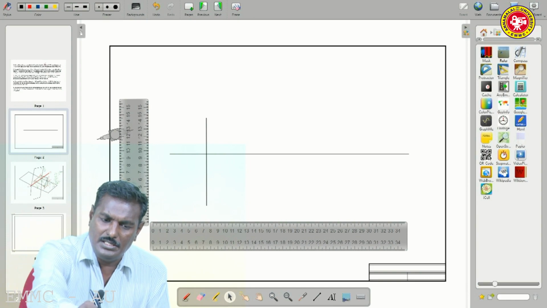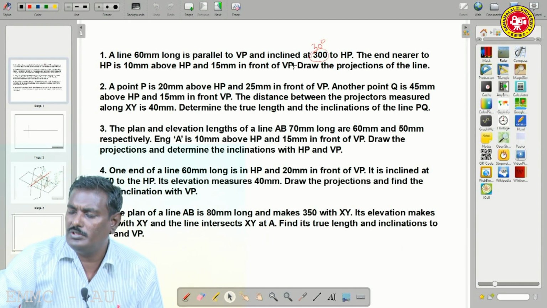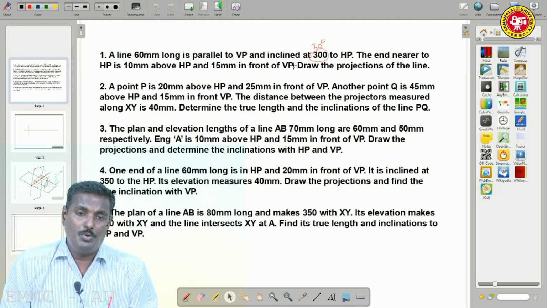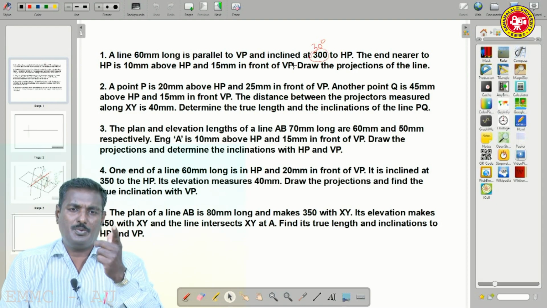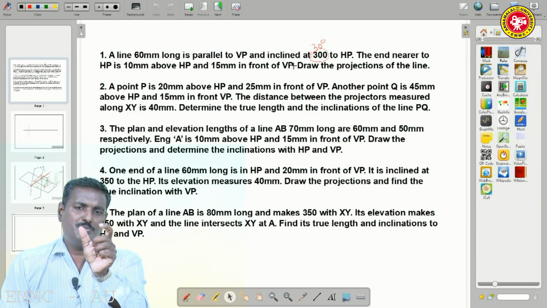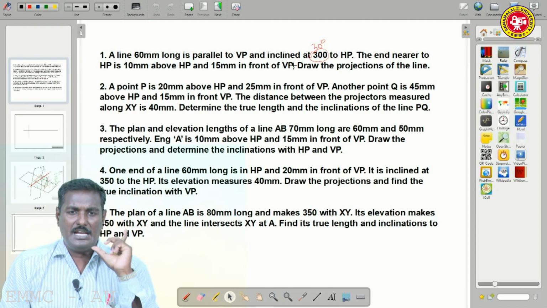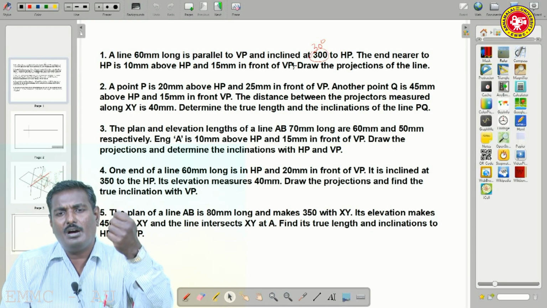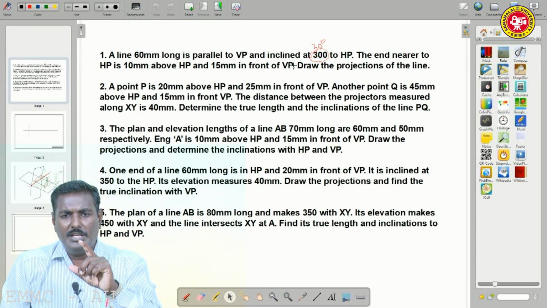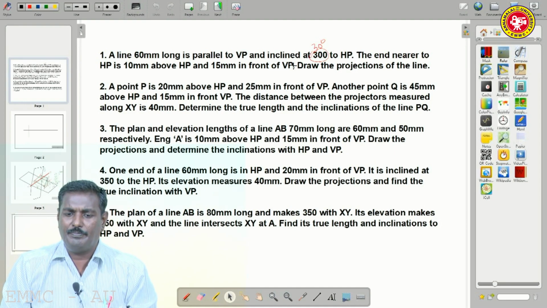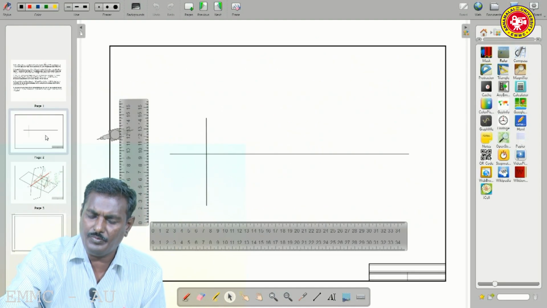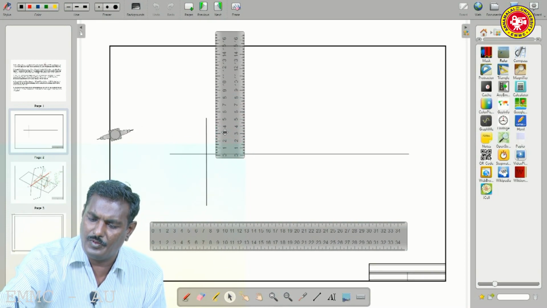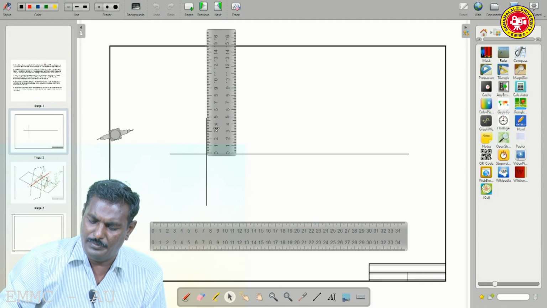So, what is given here? The end nearer to HP is 10 mm, whether above or below: 10 mm above HP. If any dimension is given to HP, HP represents elevation. So, A dash. 10 mm above means you have to measure above the reference line or below the reference line. In the concept, above HP means above the reference line. So, now measure 10 mm above the reference line.